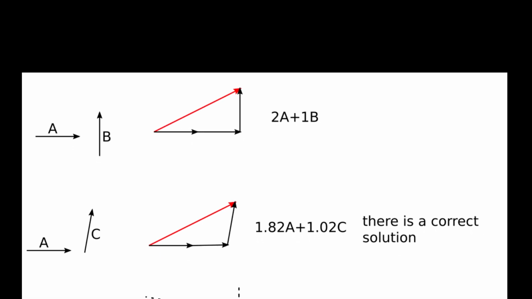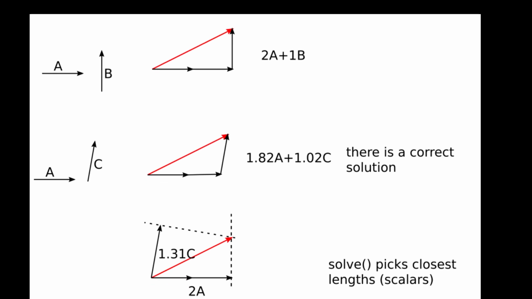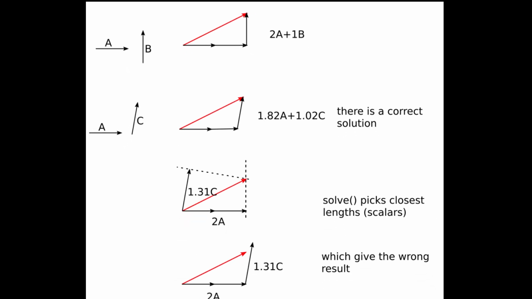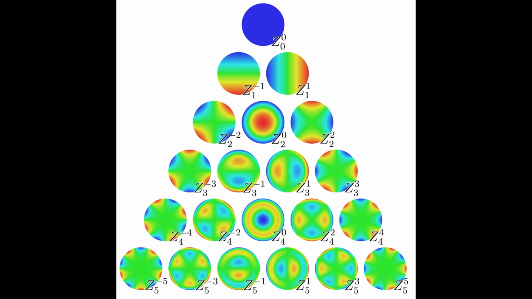But with these non-orthogonal vectors a and c, the solve function will incorrectly pick where the vectors pass closest to our red vector. So 2 units of a and 1.31 units of c. That gives us the wrong breakdown. Both values are wrong. Vector c has some a in it. Now back to Zernike shapes.